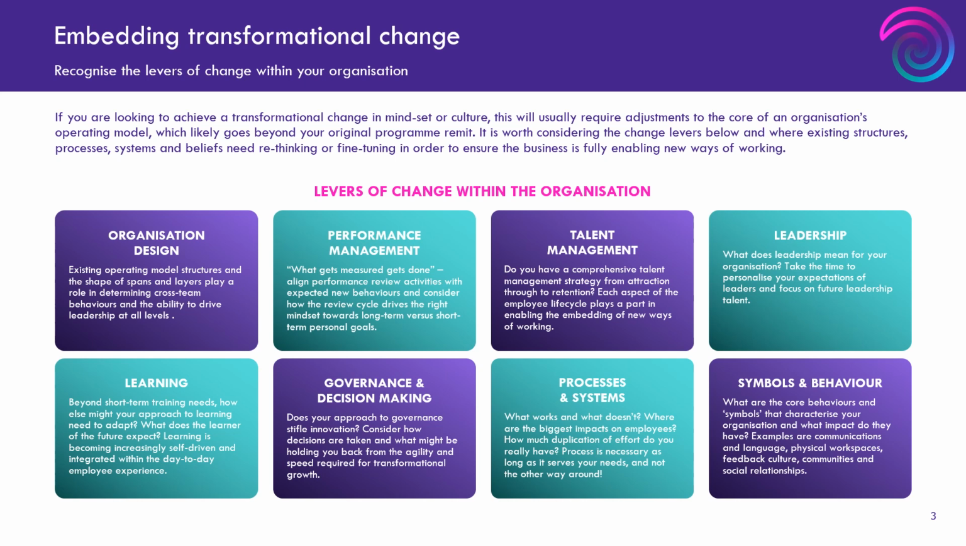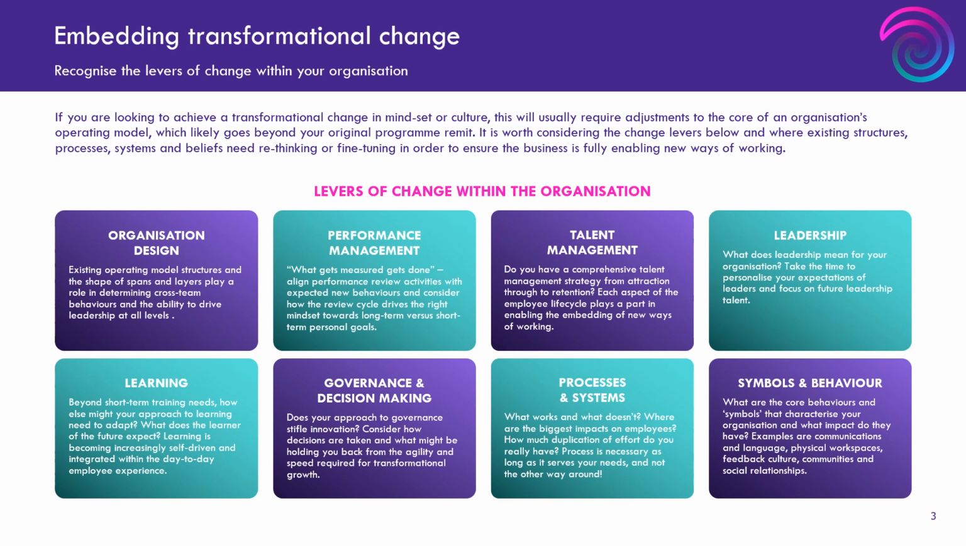So organisation design. This is looking at how your current operating model structures in terms of spans and layers, the way teams interact, the way teams are structured, hierarchy, etc. How is that currently either encouraging, enabling new ways of working or potentially preventing it? And if your change isn't being fully adopted or successful, I think that's a really key place to start.